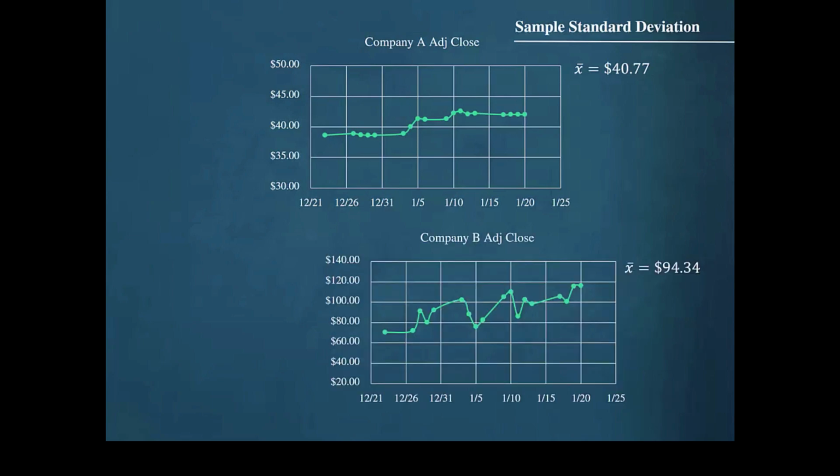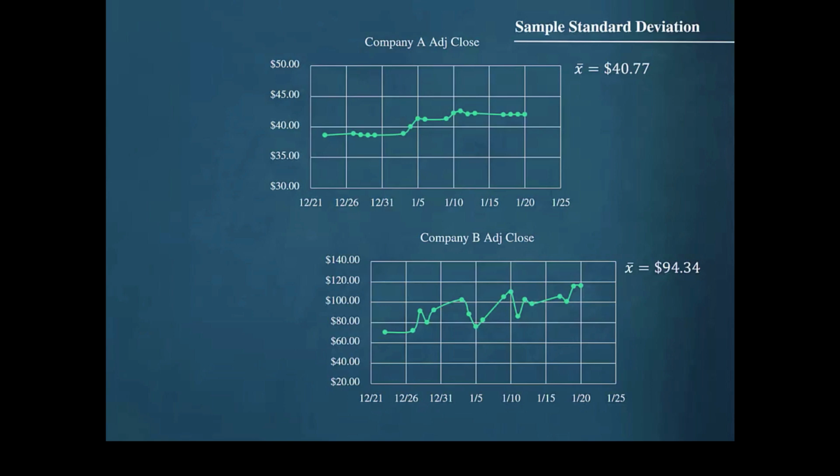And here is a similar graph for another company we will call Company B. The sample mean closing price for this stock over this period is $94.34. There are many factors to consider when choosing an appropriate stock for investment purposes. One of the measures that aids in this decision process is the standard deviation.